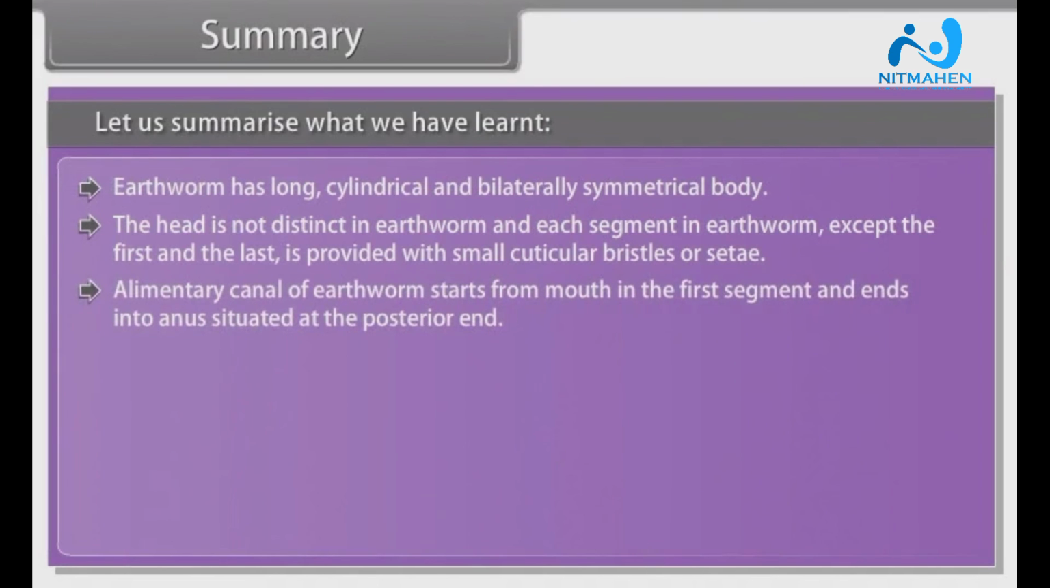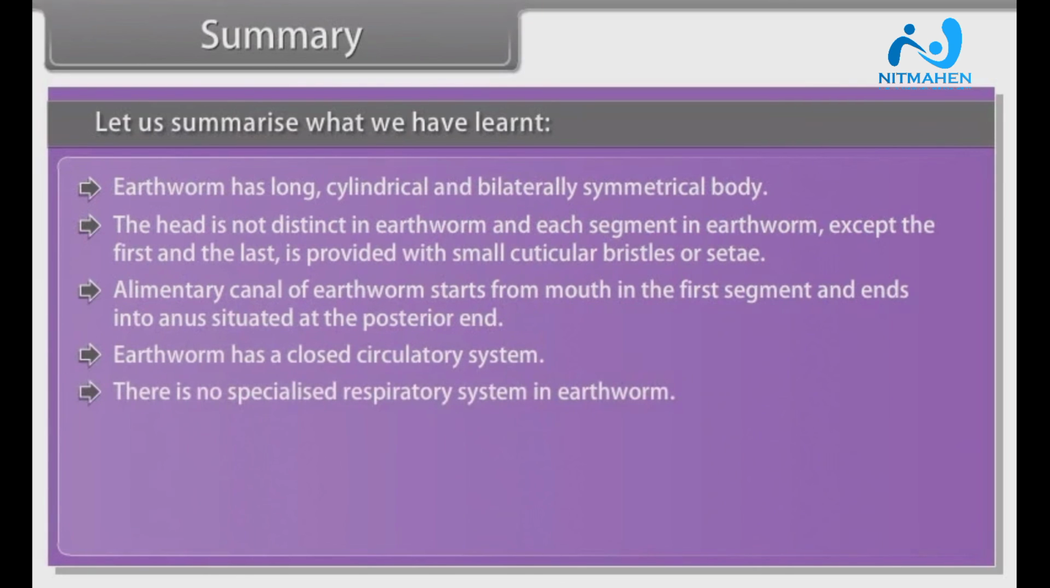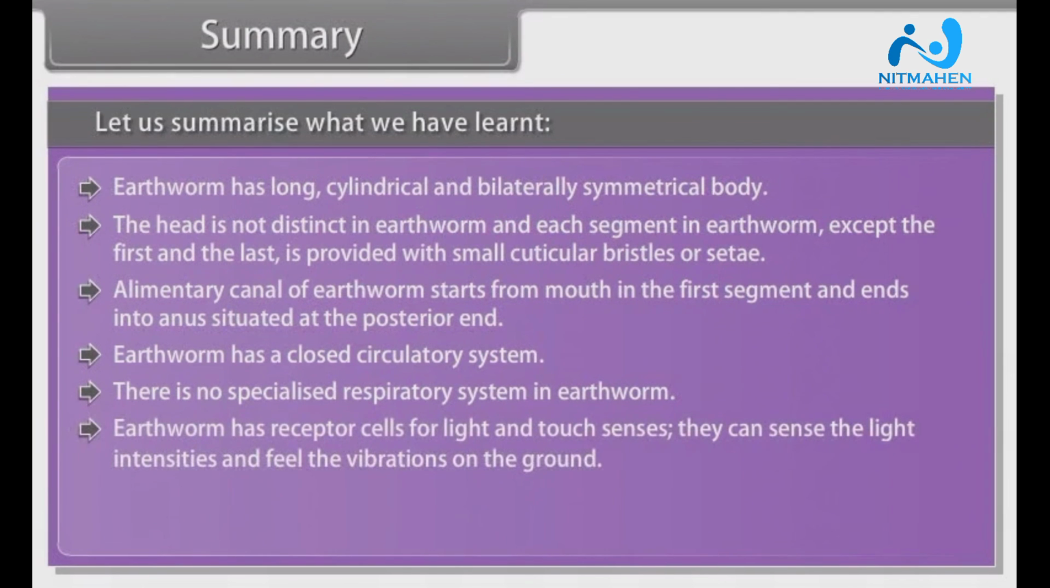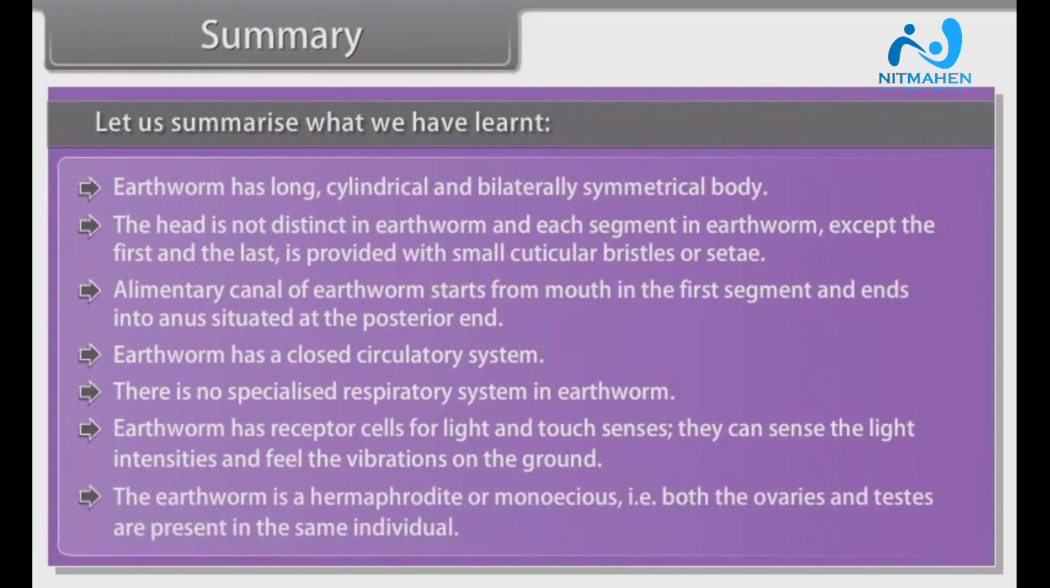The alimentary canal of earthworm starts from the mouth in the first segment and ends into the anus situated at the posterior end. Earthworm has a closed circulatory system. There is no specialized respiratory system in earthworm. Earthworm has receptor cells for light and touch senses. They can sense the light intensities and feel the vibrations on the ground. The earthworm is a hermaphrodite or monoecious, that is, both the ovaries and testes are present in the same individual.